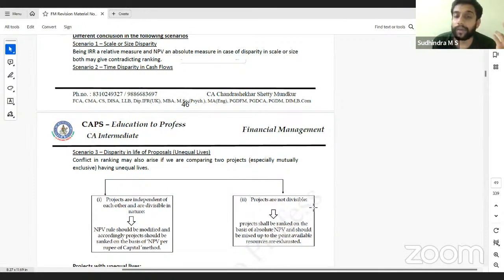If the project is not divisible, then you have to go with absolute NPV only. Projects should be selected such that the highest NPV project is given first, then the next highest is given second, until your resources are exhausted. That's how we will do it in case of unequal lives.